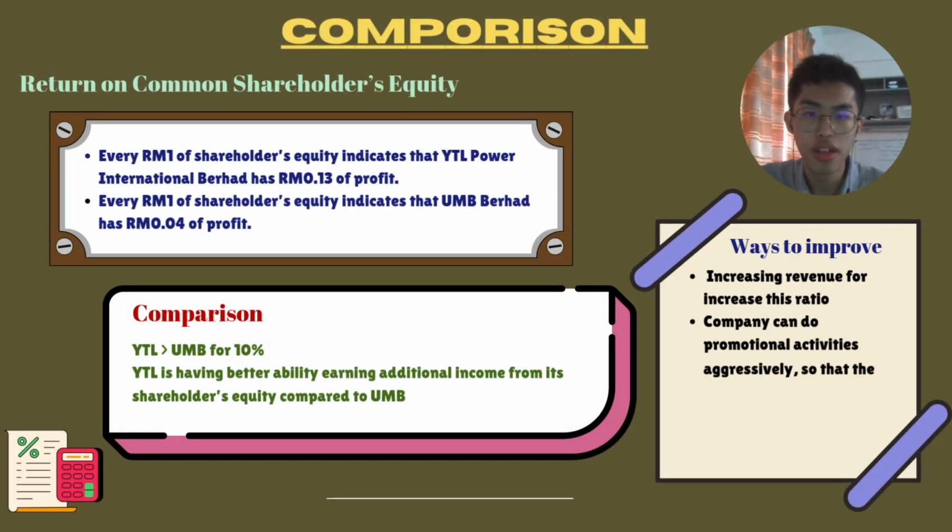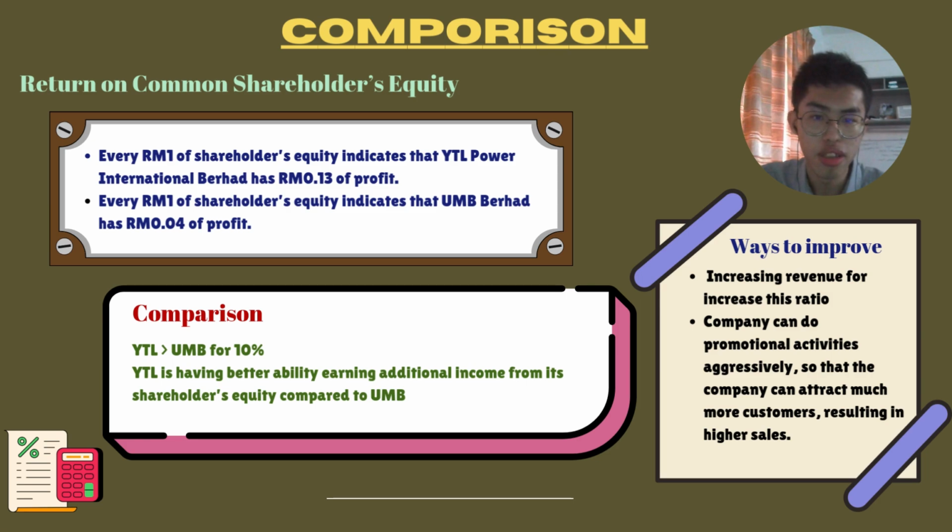Next, I will talk about the return on common shareholders' equity. According to the group data, every 1 ringgit of shareholders' equity indicates that YTL Power International Berhad has 13 cents of profit. Every 1 ringgit of shareholders' equity indicates that UMB Berhad has 4 cents of profit. It is shown that YTL Power International Berhad was 10% higher than UMB. So it means that YTL is having better ability earning additional income from its shareholders' equity compared to UMB.